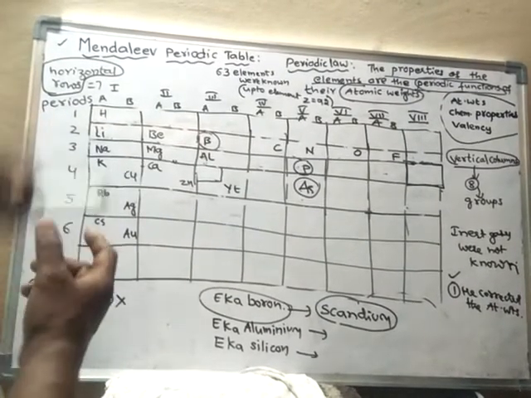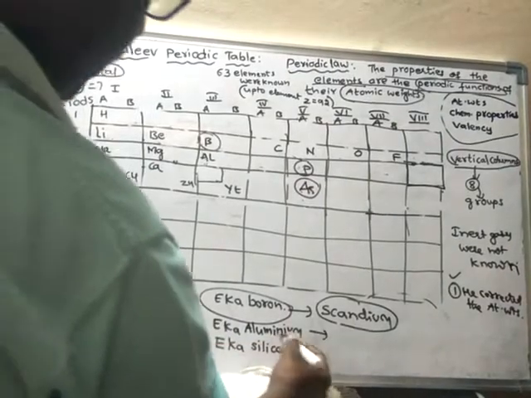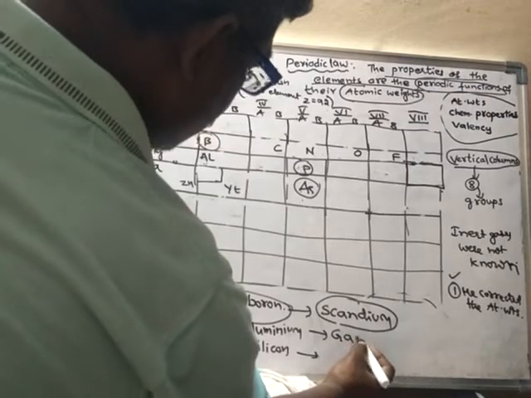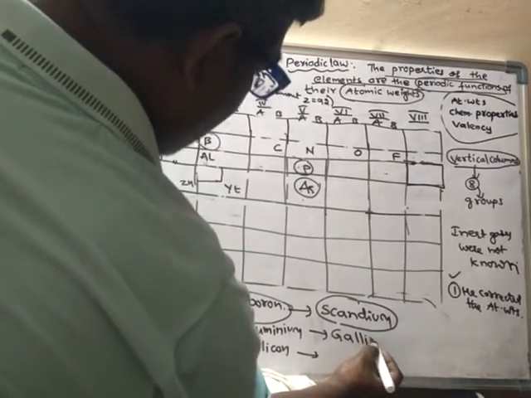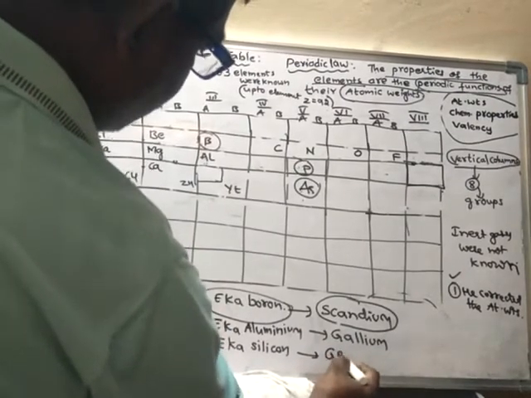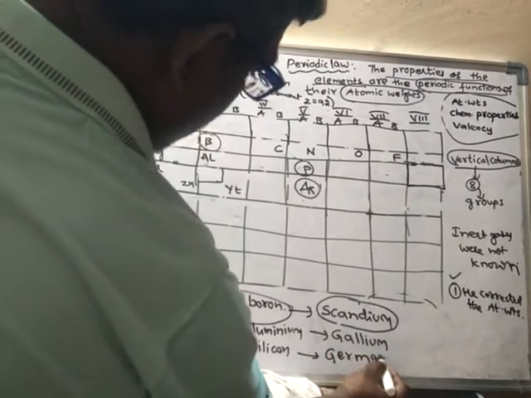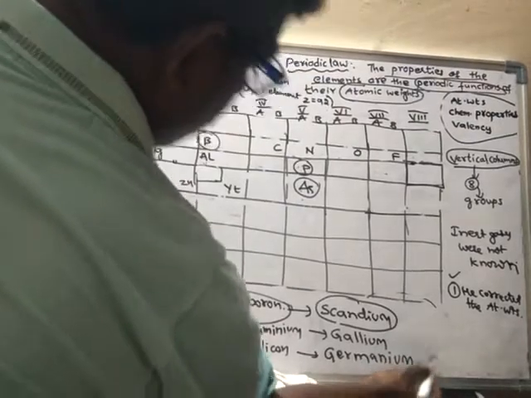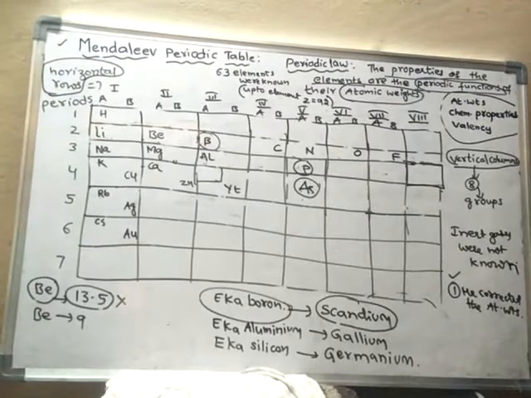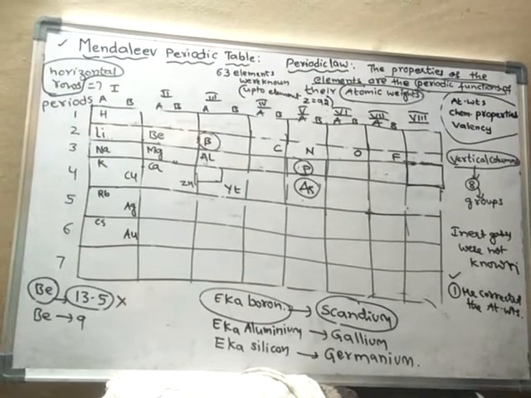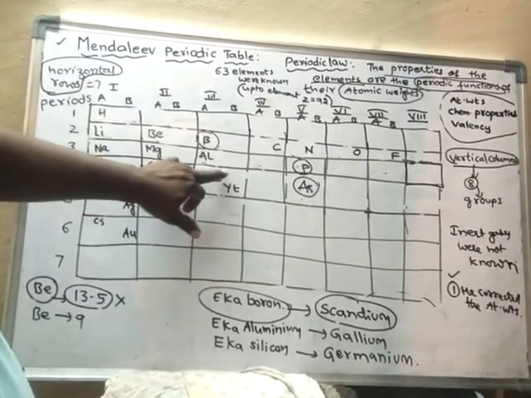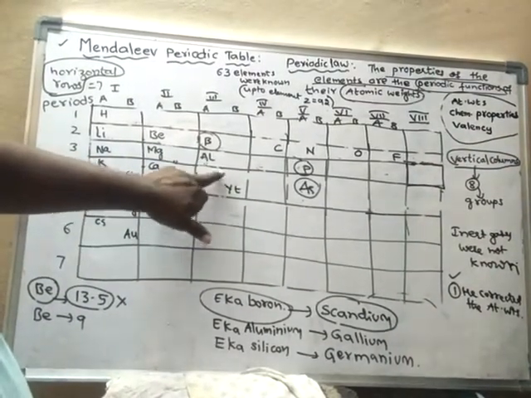Even Eka aluminum was discovered, and it was named as gallium. And Eka silicon was named as germanium. So like this, Mendeleev has predicted the properties of unknown elements, and he left gaps.